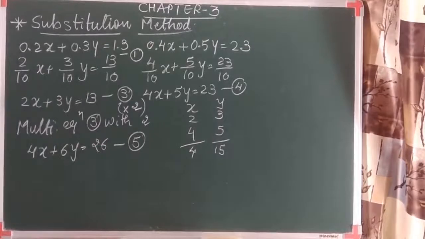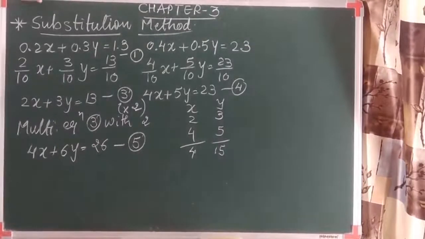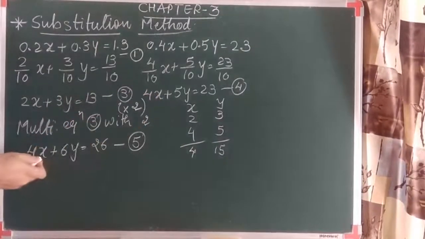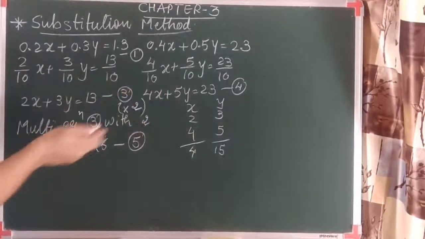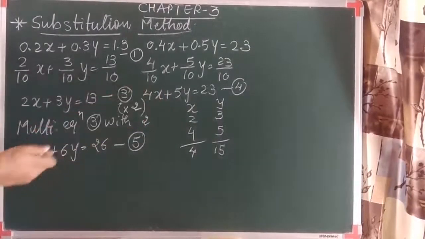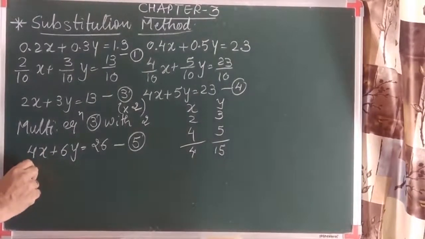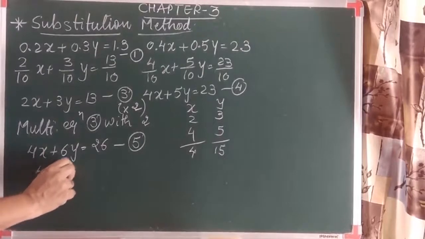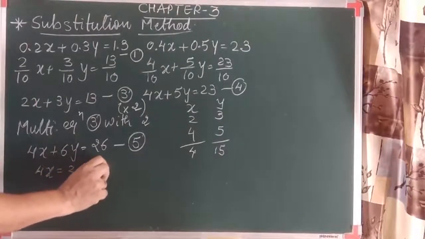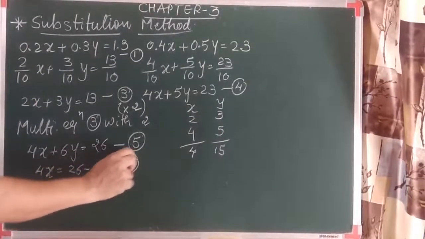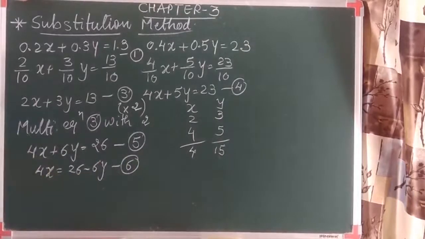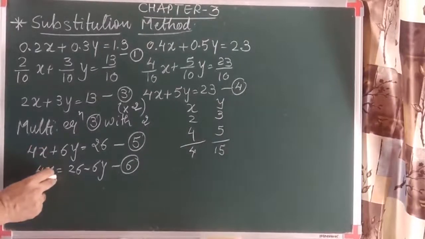Now why do we do this? What is the reason? When we make the coefficient of one of the variables common, let's make one of these variables which has the same coefficient the subject. So from equation 5, we can say 4x is equal to 26 minus 6y. This is equation number 6 we obtained from 5. See what I have done, I have not made x the subject. The whole 4x is the subject.